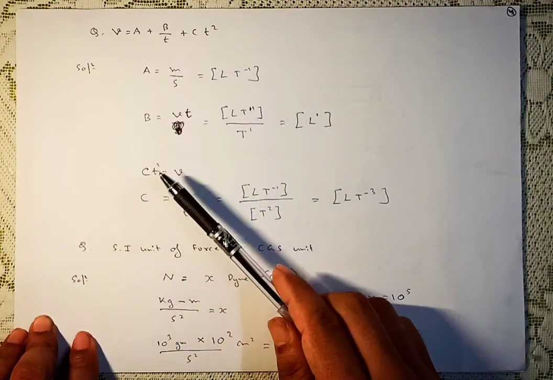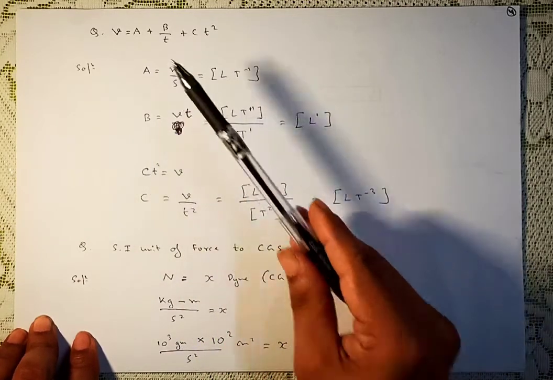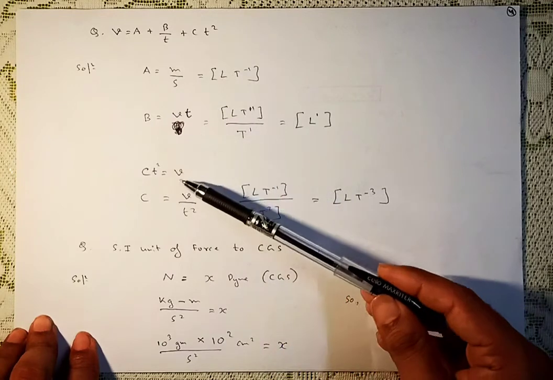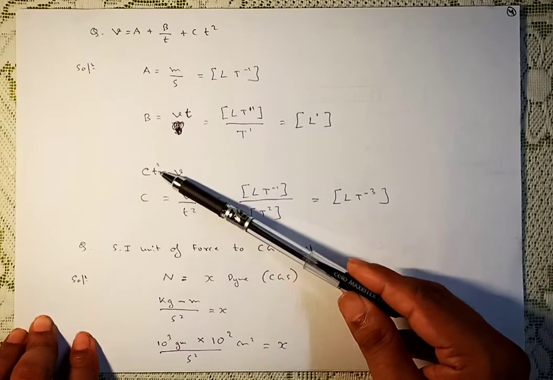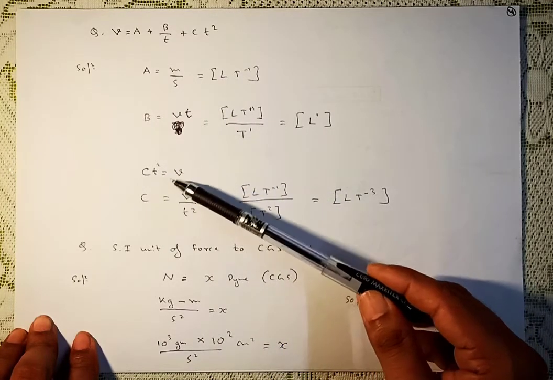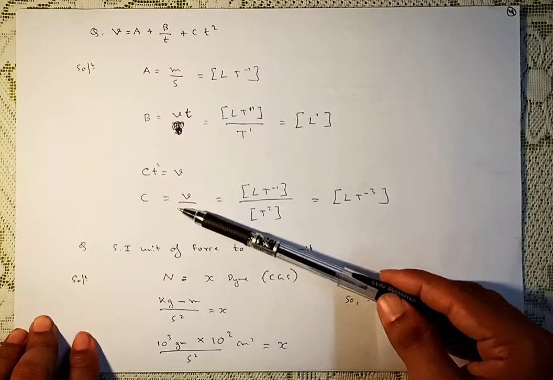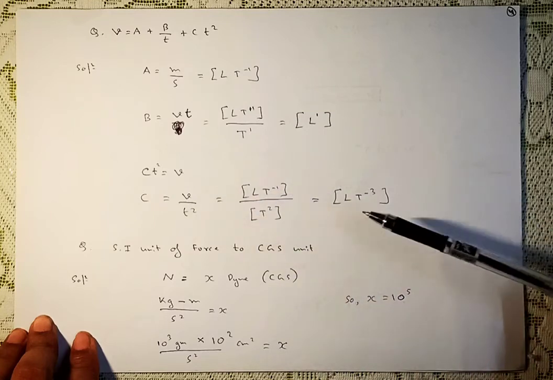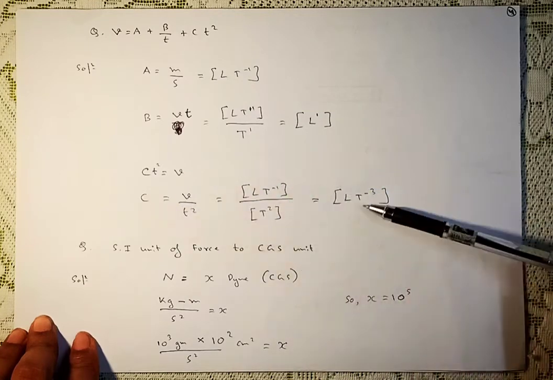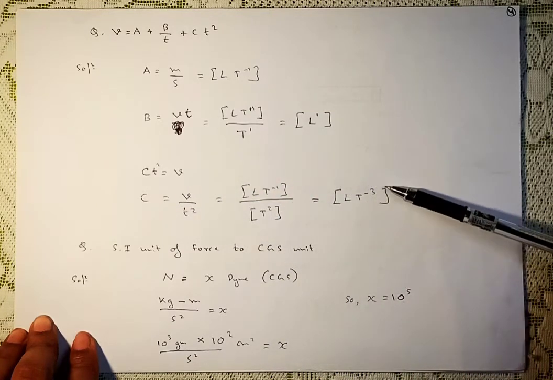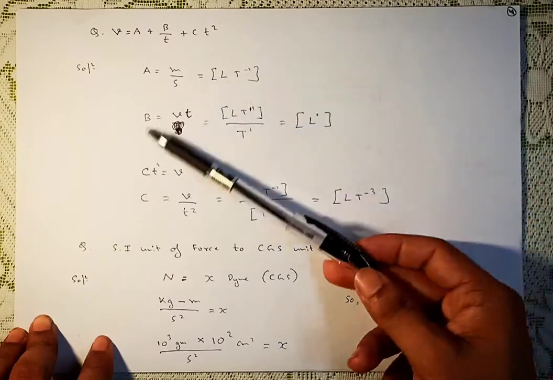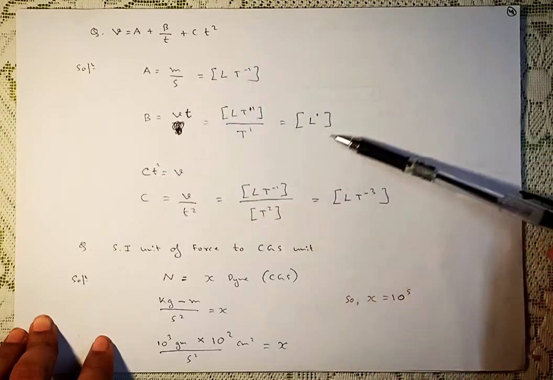And then in case of C, make this 0, make this 0, therefore it can be taken to be Ct square is equal to V, where C is V divided by T square. And doing the necessary dimensional analysis, in this case you get the dimensional formula for C to be L T to the power minus 3. You can get questions based on this type of analysis as well.